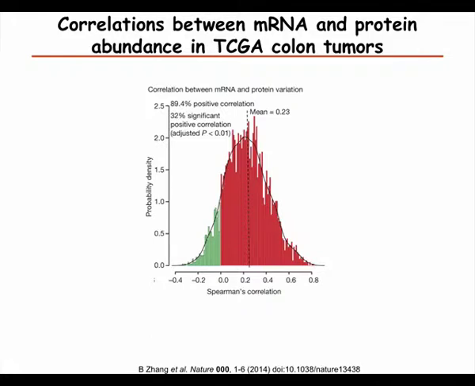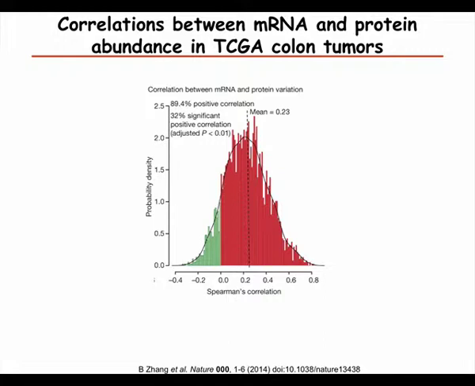So we talked a little bit about correlation. We talked about correlation between the same measurement in different samples. But we can also do different measurements and correlate those. So this just shows the correlation between mRNA and protein in 95 colon tumors, for each of the proteins that were measured.